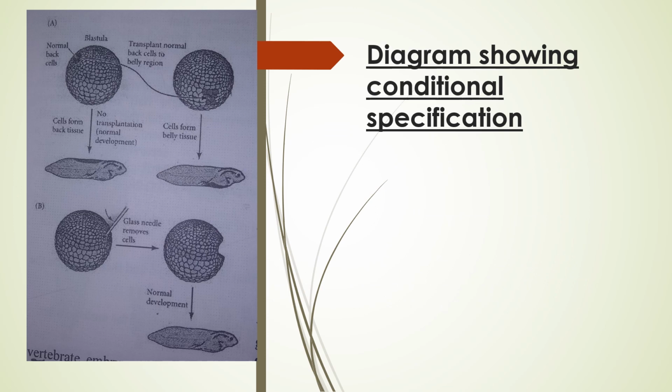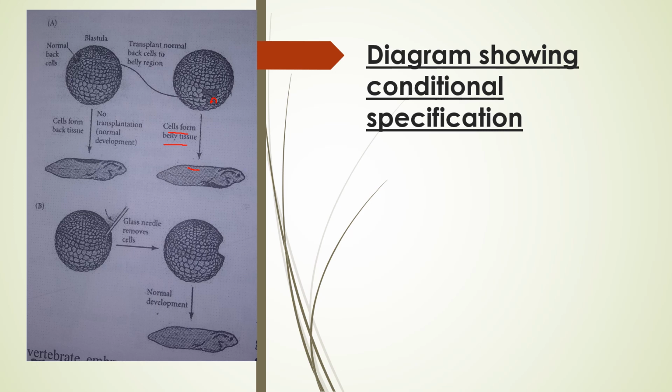So this is the diagram of conditional specification. This is the blastula. These are the normal back cells, which are going to make the back tissue. These cells are taken from here and transplanted from the normal back cell into the belly region, and the cells from the belly tissue can change their fate and make the belly tissue here. So it means in conditional specification it can change its fate anytime.